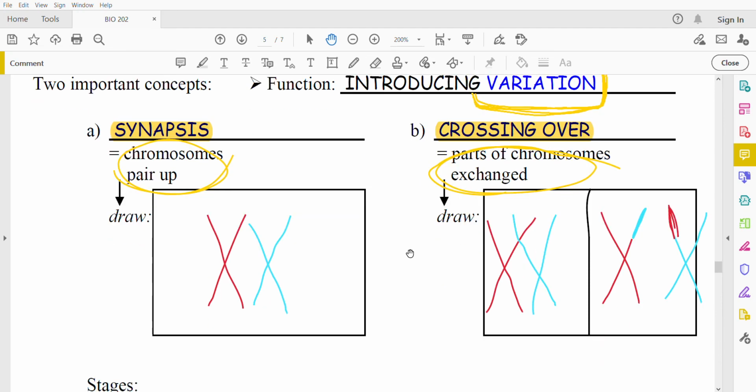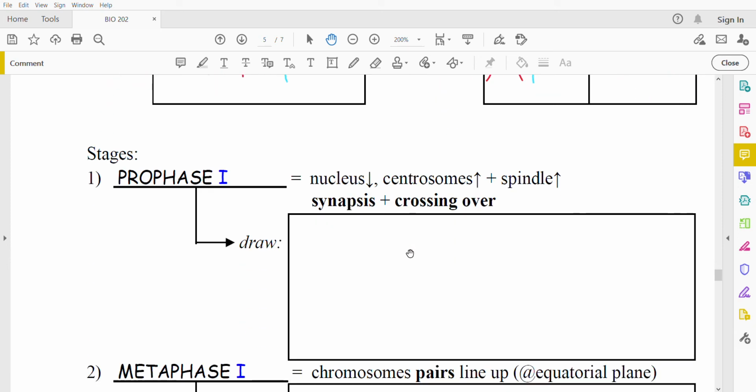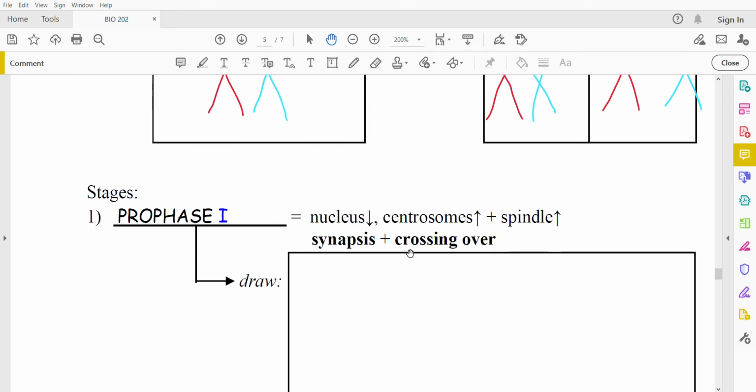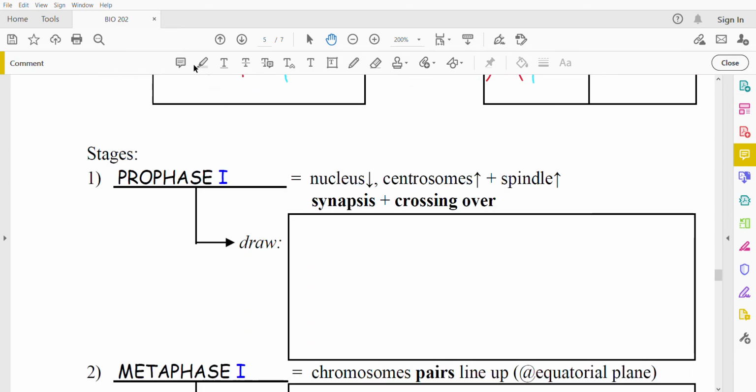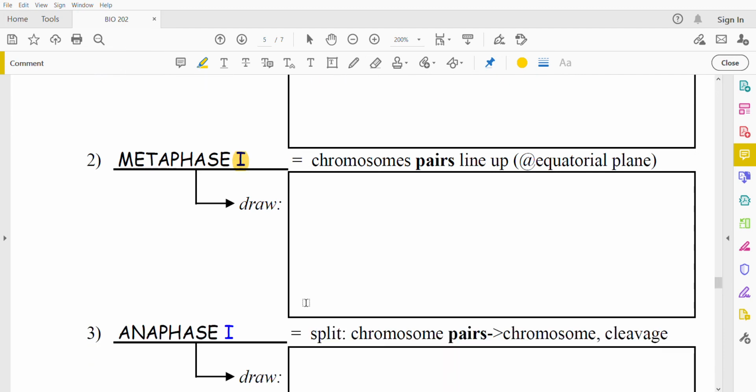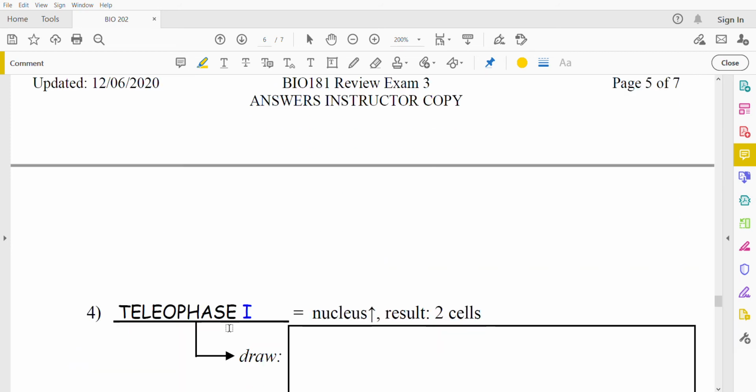And now we are ready to move on to look at the stages of meiosis. While we're revising the stages of meiosis, I want to highlight that we have the exact same steps that we had earlier. However, now we have number 1 at the end of each. So we have prophase 1, metaphase 1, anaphase 1, and finally telophase 1.